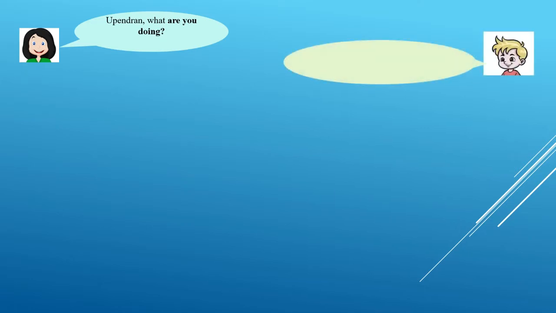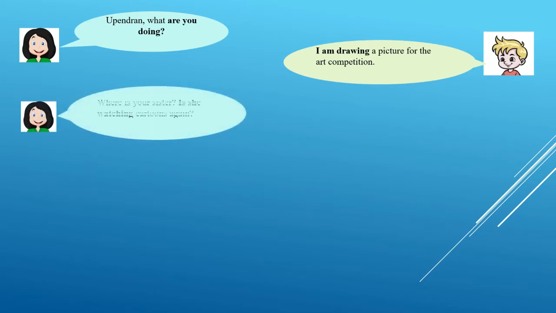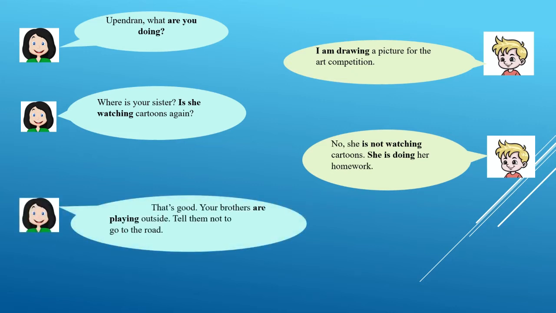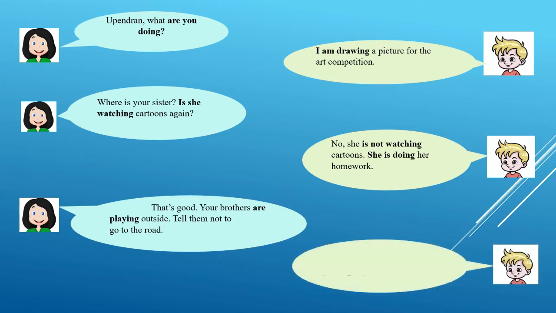Upendran, what are you doing? I am drawing a picture for the art competition. Where is your sister? Is she watching cartoons again? No, she is not watching cartoons. She is doing her homework. That's good. Your brothers are playing outside. Tell them not to go to the road. Don't worry, mother. They are playing hopscotch.